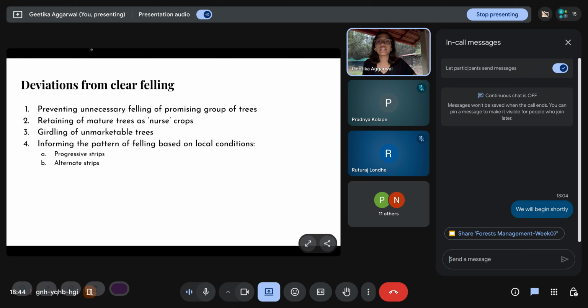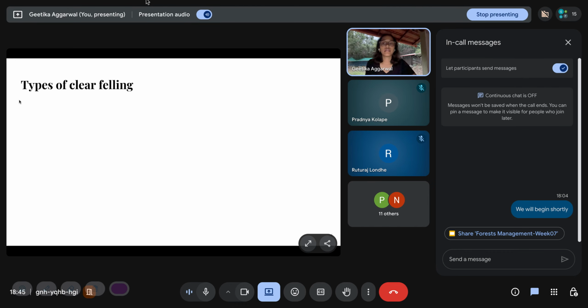Or if, say, the terrain is a hilly area, you won't want to carry out clear felling in that terrain, because that will lead to a lot of soil erosion and a lot of silting of that area. If your area is near a dam, again clear felling is not suggested, because a lot of sediments will get eroded with the water flow, and if a dam is nearby, then silting will happen and the dam will get blocked.